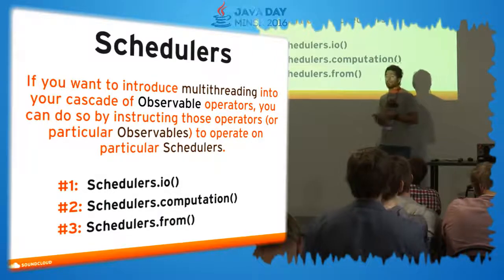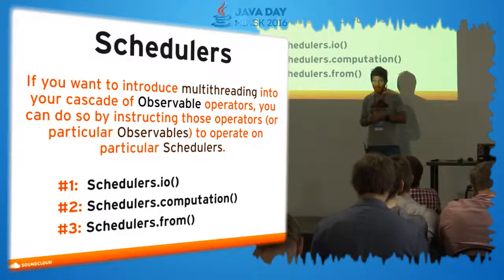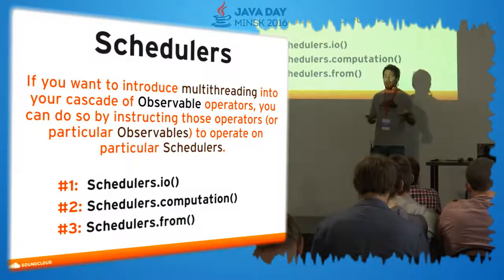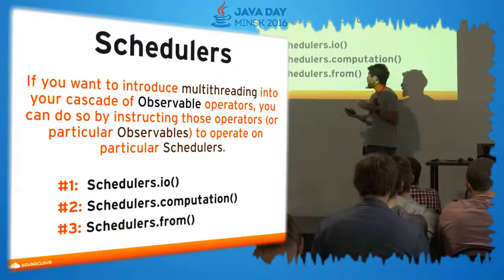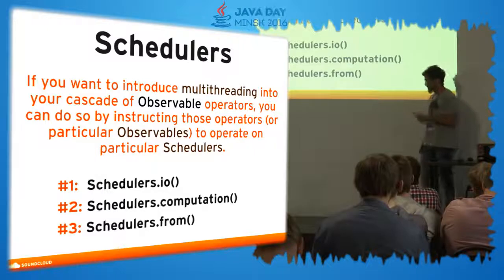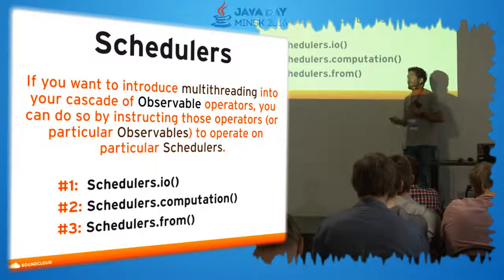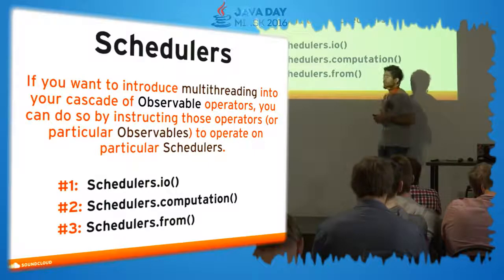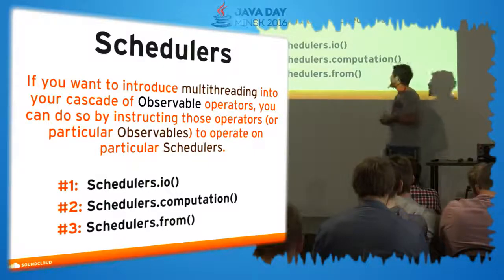In our case, at SoundCloud, we have our own pool of threads, so we can control the amount of threads that our Android app manages or handles. And so we are using our own schedulers. But unless you have some complex logic about multi-threading, I don't think that's very necessary.